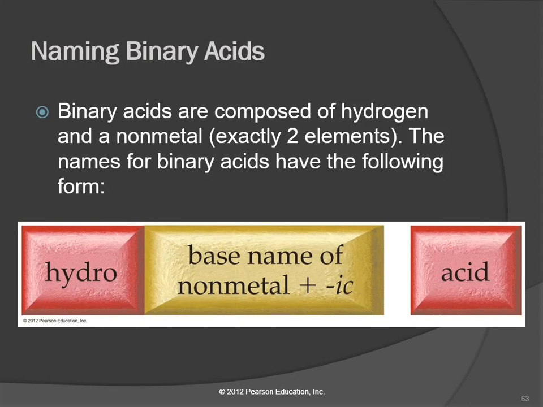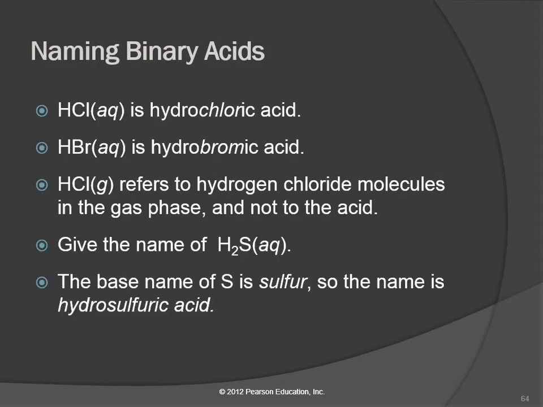And these names have this pattern. Hydro, the base name of the nonmetal, whatever element it is. Now we're going to change the ending to ic instead of ide. And then we're going to put the word acid at the end. So HCl. This is starting with hydrogen. So we're going to look at this. We've got 2 elements. There's no oxygen. Chlorine becomes chloric, and we put the prefix hydro in front. We've got hydrochloric acid.